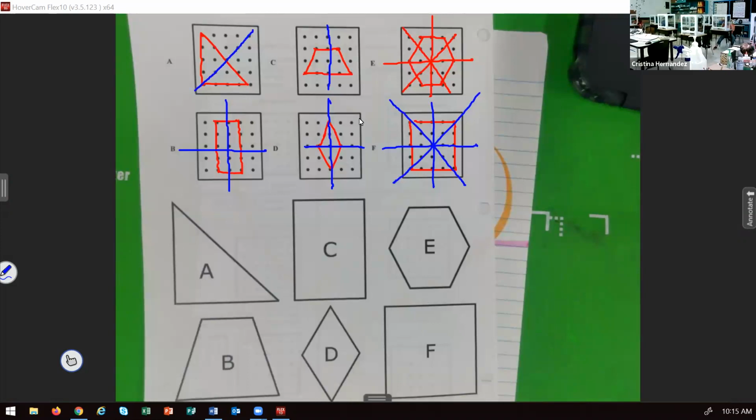What's the next page? 123? Come on, AJ. Yours is kind of 3D. We're going to be on 123 next. Once you finish this, are you doing lines of symmetry? Are you drawing it? What are you doing?